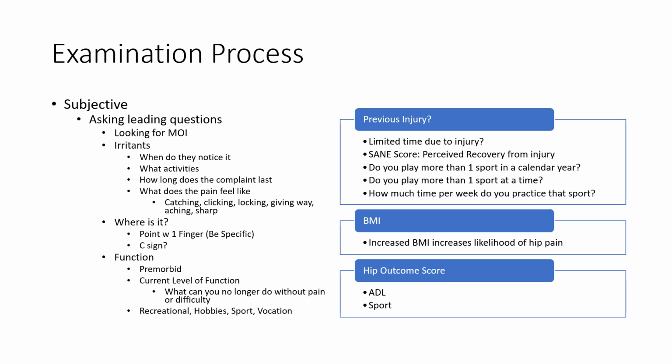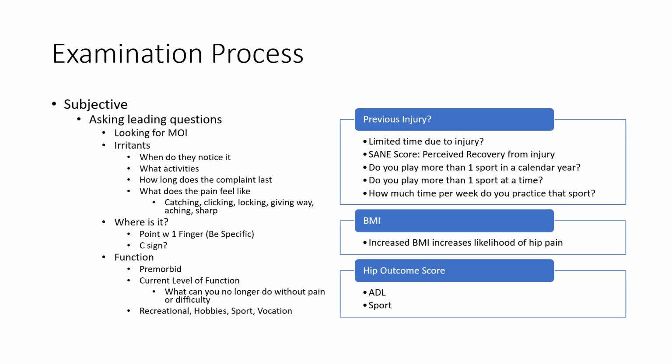If they have, what is their SANE score? And that is their perceived recovery from injury. There's a pretty good study out there that shows if they rank themselves 92 or lower, then they really shouldn't be going back to participation in sport, and there is a higher likelihood that they will have a re-injury.